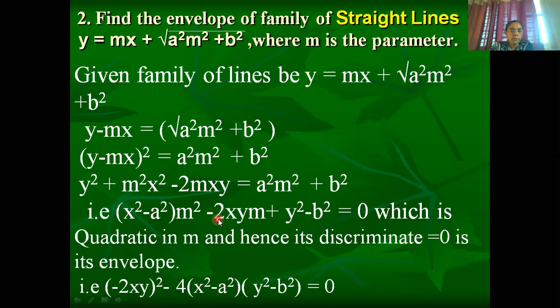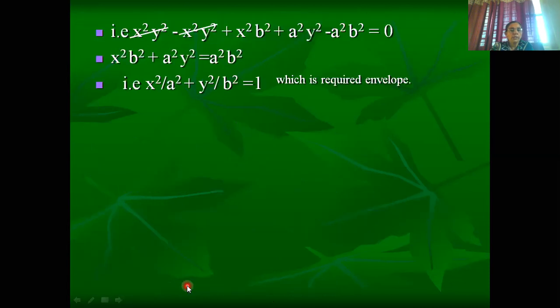So its envelope is where its discriminant is equal to 0. b² is (-2xy)² minus 4, where a is x² - a² and c is y² - b², equal to 0. Simplify this: 2 squared is 4, and that 4 and this 4 cancel. After simplification, the x²y² terms get cancelled and three terms remain. Bring a²b² to this side: x²b² + y²a² = a²b². Dividing both sides by a²b², we get x²/a² + y²/b² = 1.